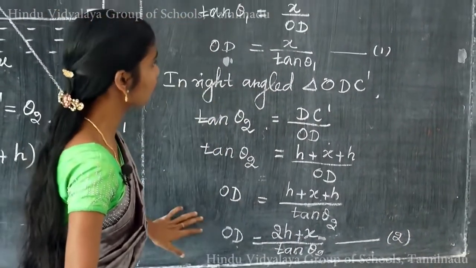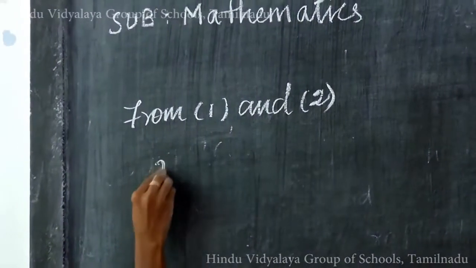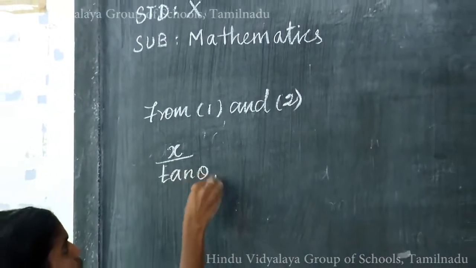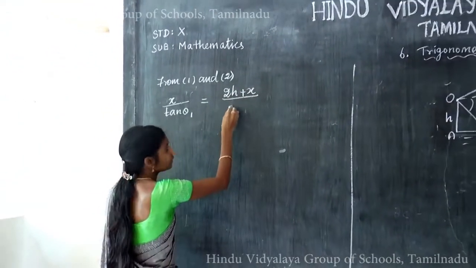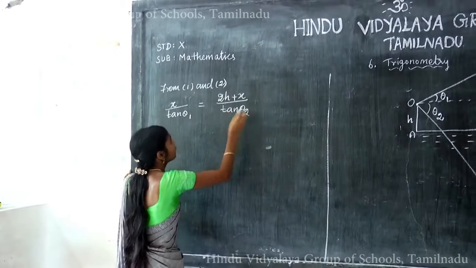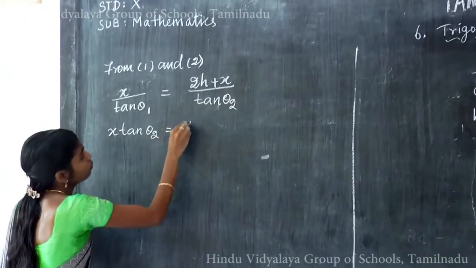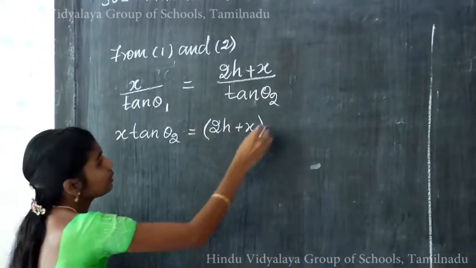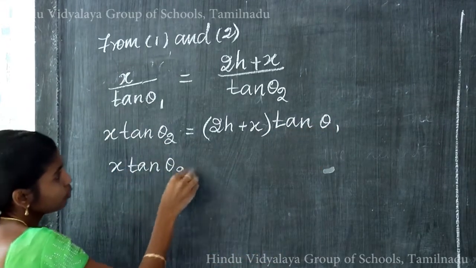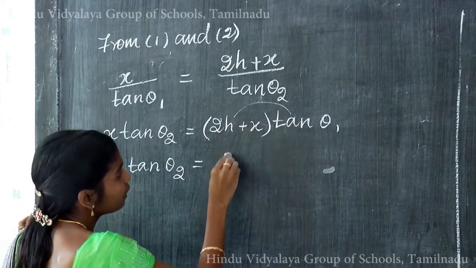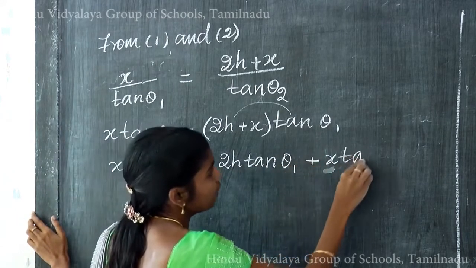Now compare equation 1 and 2. So the left hand sides are equal, so equating the right hand side. So from 1 and 2 we get x by tan theta 1 is equal to 2h plus x divided by tan theta 2. Then cross multiply, we get x tan theta 2 is equal to 2h plus x into tan theta 1, multiply tan theta inside. So we get 2h tan theta 1 plus x into tan theta 1.